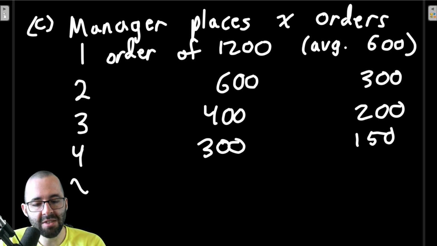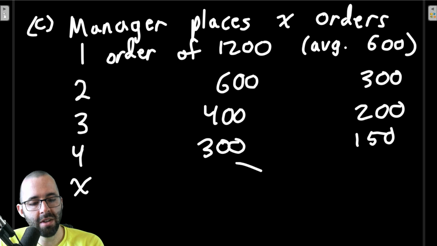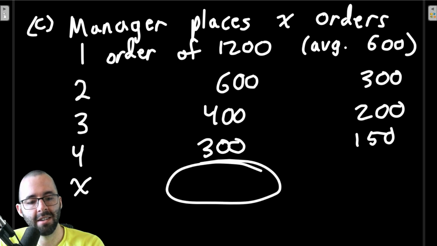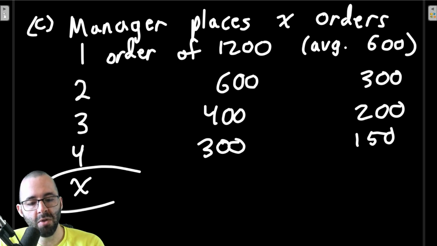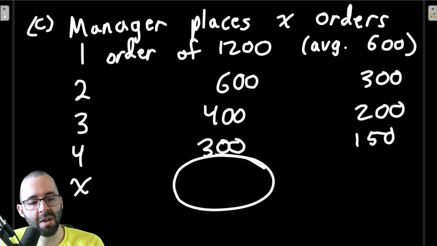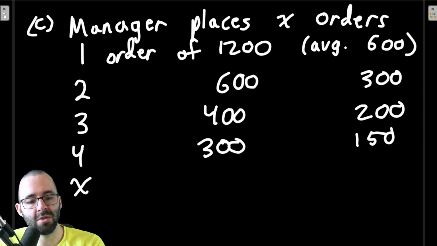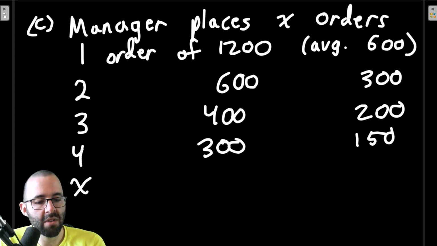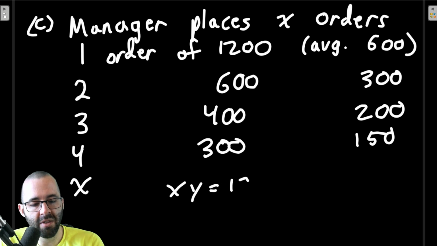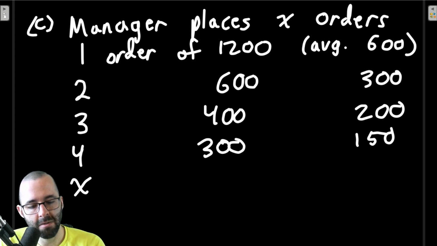So if we place X orders, what goes here? The number of orders times how many we're ordering needs to be 1,200. So X times what is going to be 1,200. Just divide both sides by X, and you get the answer to that what. X times what equals 1,200. Divide both sides by X. We'll get 1,200 divided by X. So it goes here.